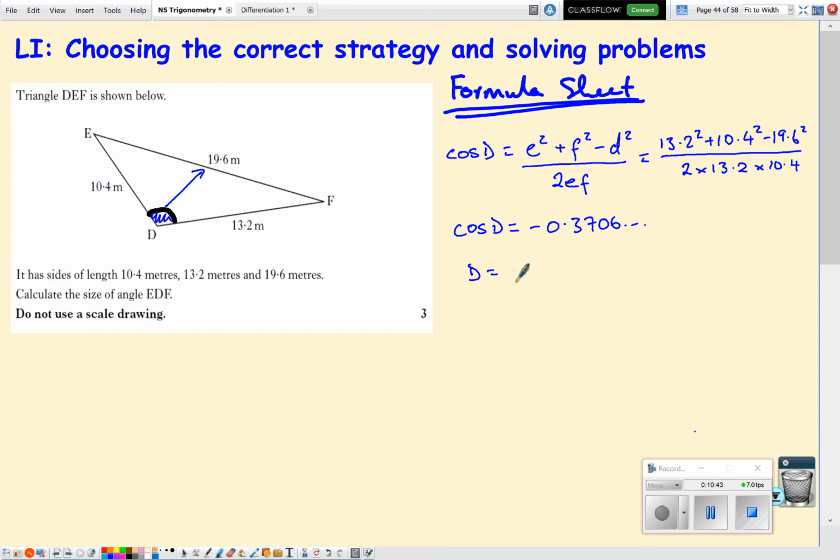D then is the inverse cos of this, and that comes to 111.8 degrees. Okay, so problem solved. Calculate size of angle EDF, job done, 3 marks.